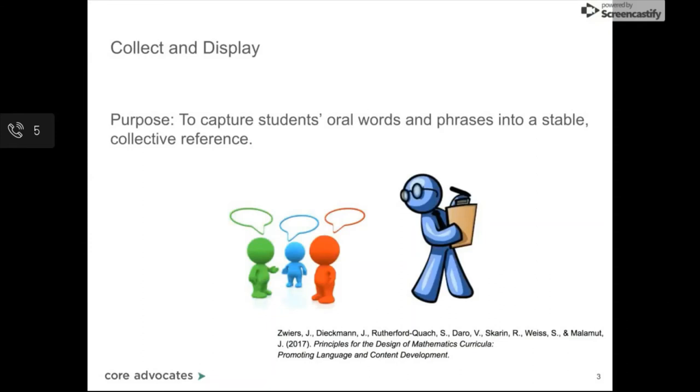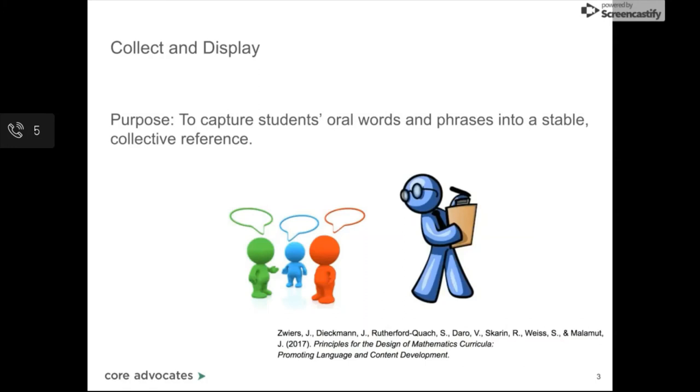The purpose of Collect and Display is to capture students' oral words into a collective reference. This collective reference is different to anchor charts and vocabulary walls as it is entirely created by students. As a teacher, your role is to listen intently and scribe the language students use during partner, small group, or whole class discussions. This allows students' own input to be used as a reference in developing mathematical language.